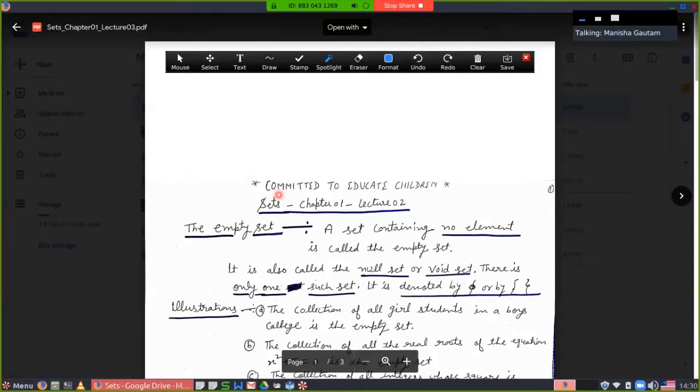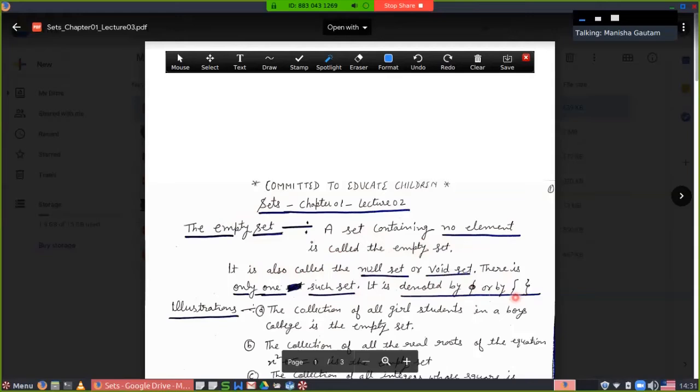Lecture 2. In this lecture, we'll study about the types of sets. First is the empty set. The definition of empty set is: a set containing no element is called the empty set. It is also called the null set, void set. There is only one such set, it is denoted by phi or by empty brackets.